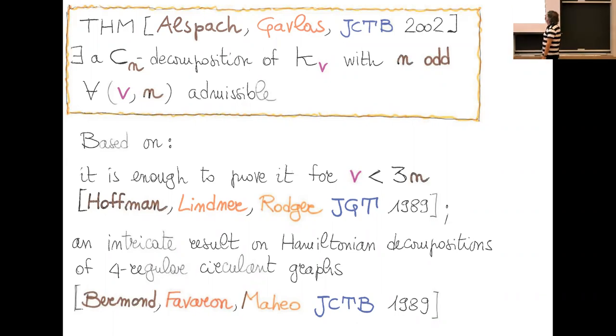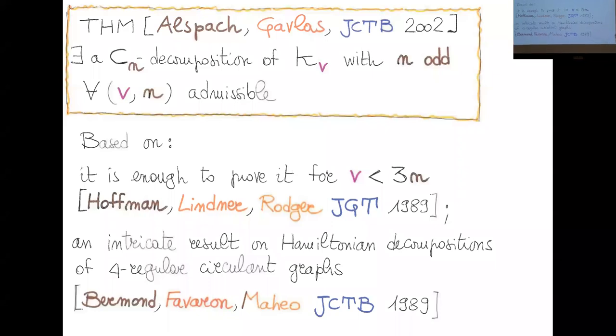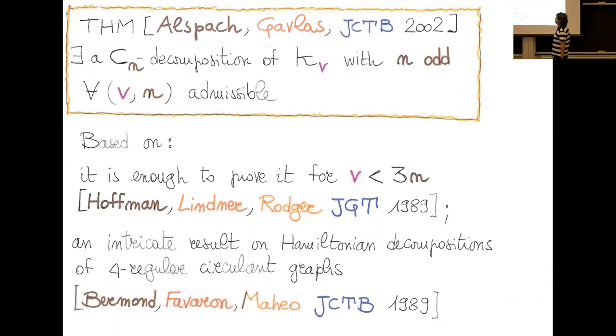Now, the result of Alspach and Gavlas concerning the odd case is not very explicit, because it is based on two previous papers from 1989, one from Hoffman, Lindner, and Rodger, which essentially says that if you prove that such a cycle decomposition exists when v is less than 3 times n, then you completely solve the problem.